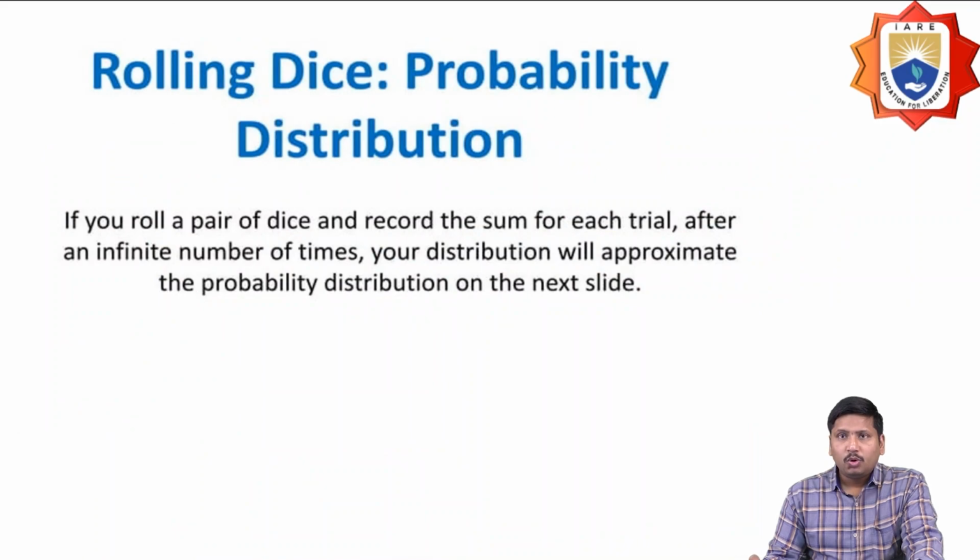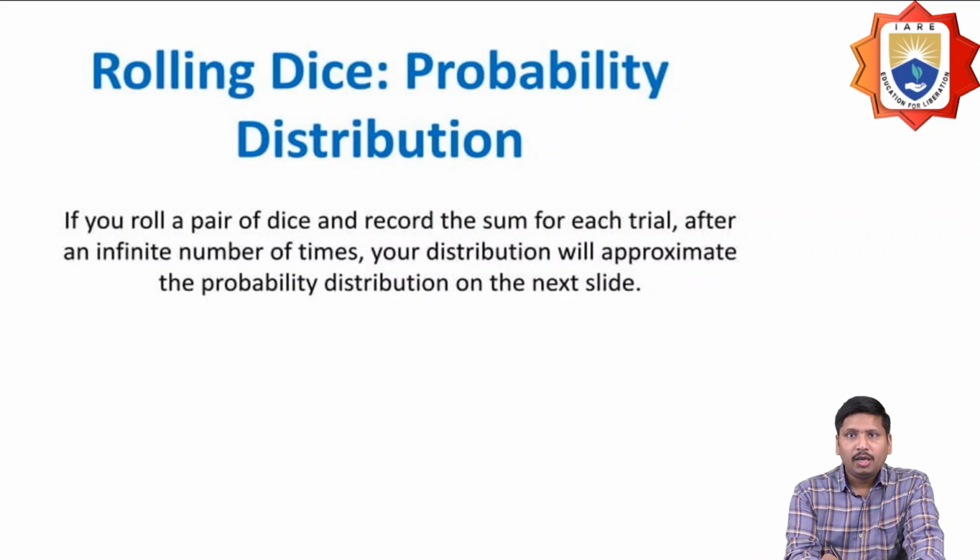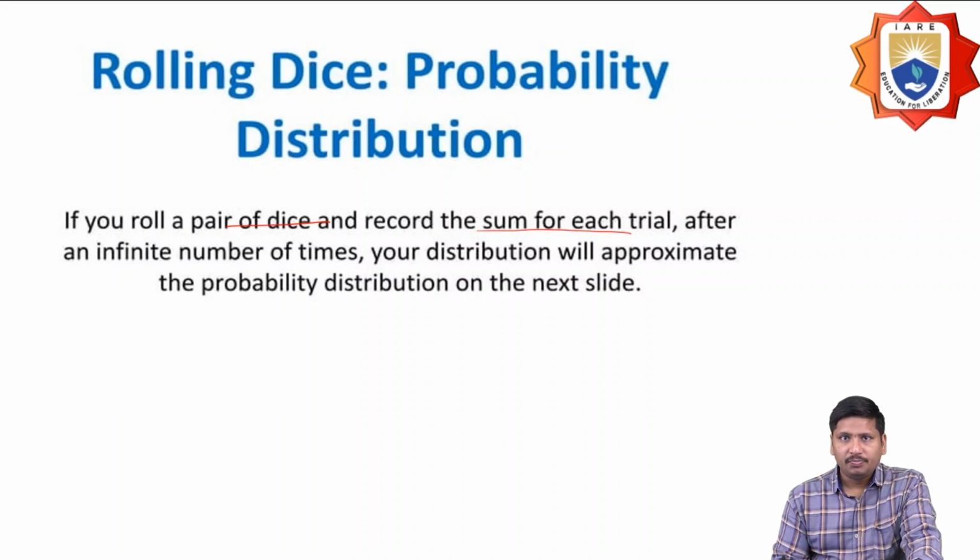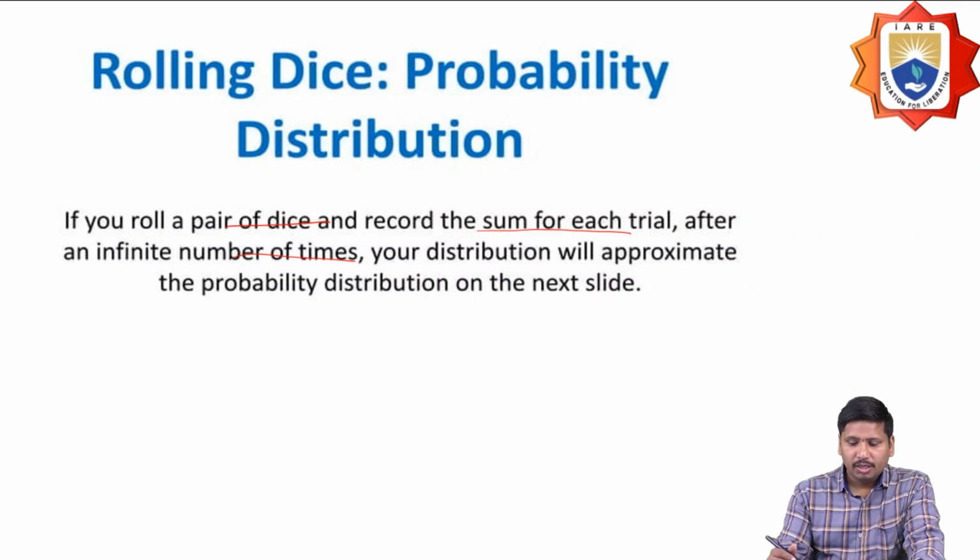Next one, rolling the dice. How are we going to calculate the probability distribution of this? If I roll a pair of dice, we have to record the sum of each try. After an infinite number of times, a distribution will approximate the probability distribution, right? That should be on the next slide here.